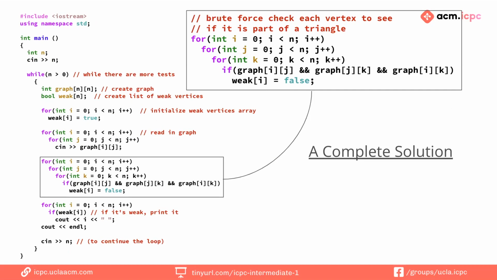And if you find a triangle, then that vertex must not be weak, and so you can set weak I equal to false. This does work the same way the other way. But yeah, that's just one possible implementation. There are better ones, but this is a solution that will pass.